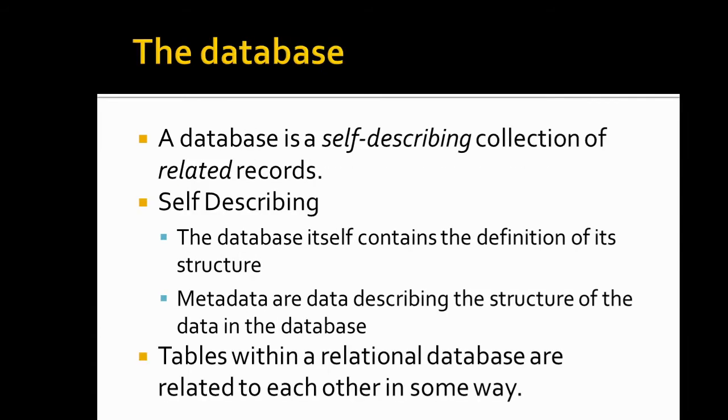Then the database is a self-describing collection of related records. So it is where we store data, as we have said last time. Self-describing because the database itself contains the definition of its structure. And metadata are data describing the structure of the data in the database. So we have data that describes the data in the database. That's the metadata. Tables within a relational database are related to each other in some way.